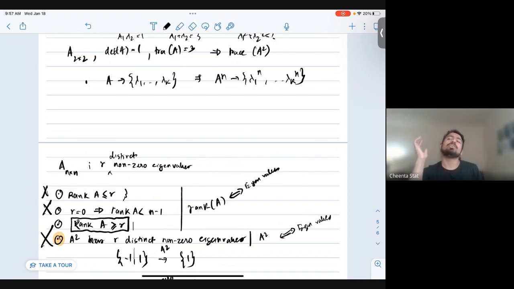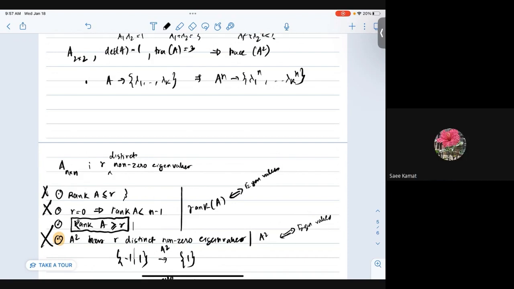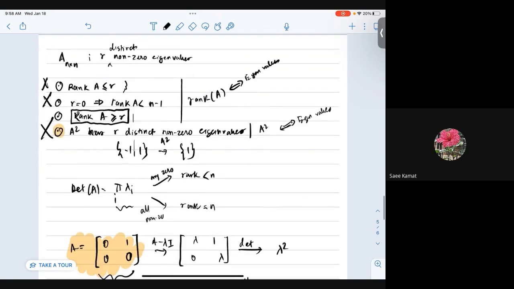So for R distinct non-zero, I think someone raised his or her hand. Yes, I thought of something, but I'm not sure about it. Please go ahead. So there is this thing, right? If we have R distinct non-zero eigenvalues, that means there are R independent eigenvectors. So they will span the vector space till R dimensions, right? So that's why the rank should be at least R.